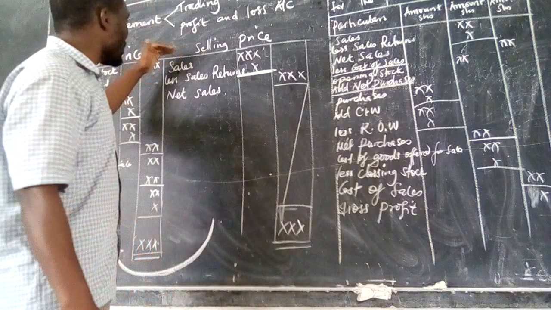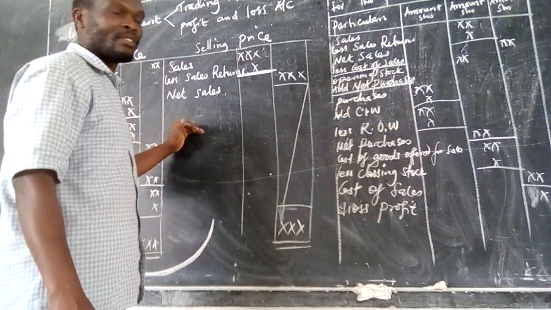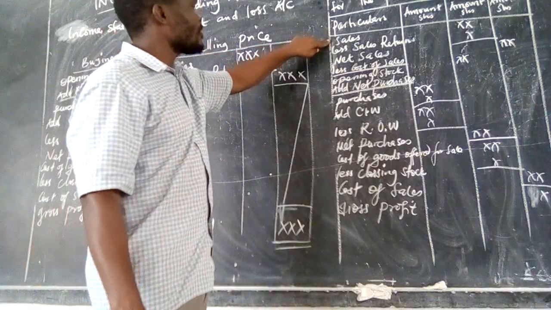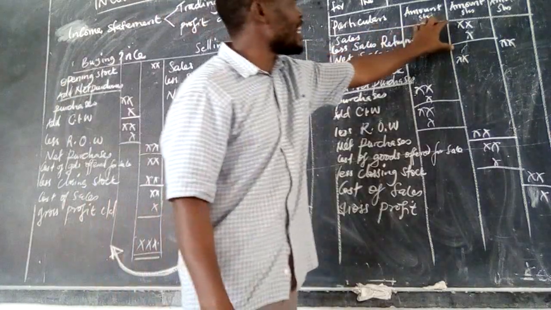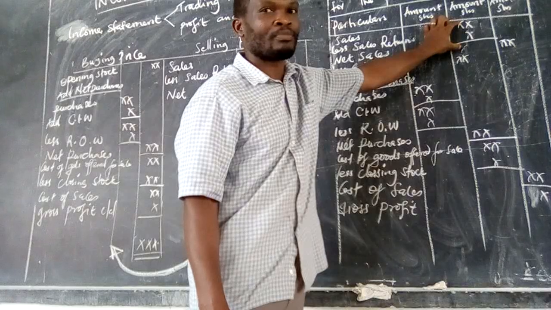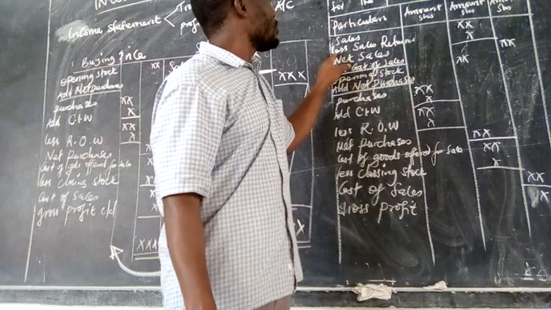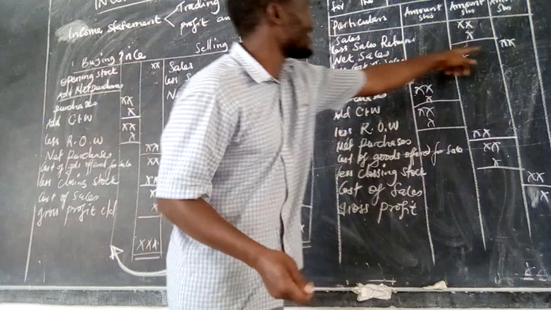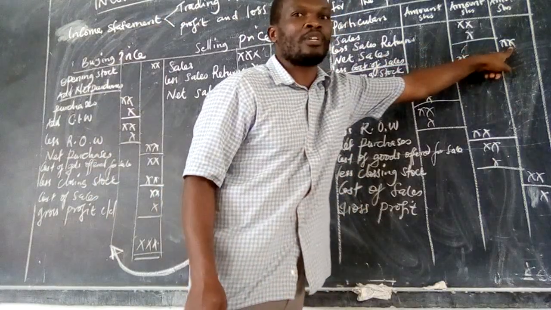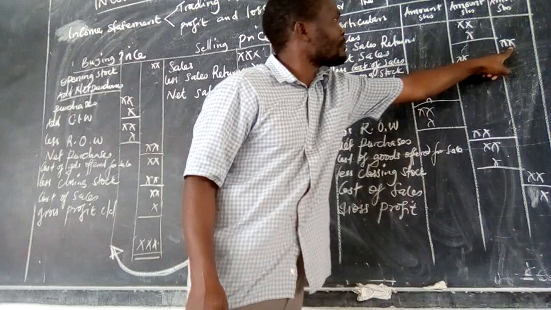So here we started with the sales, or determining the net sales. So we have sales, less sales returns. Those 2 figures are written in the second column. When you less means subtract. So when you subtract, you get net sales. So the figure for net sales is the one in the 3rd column.